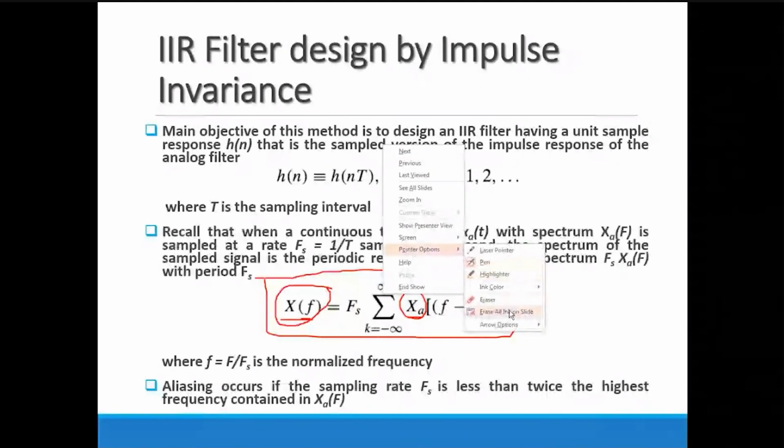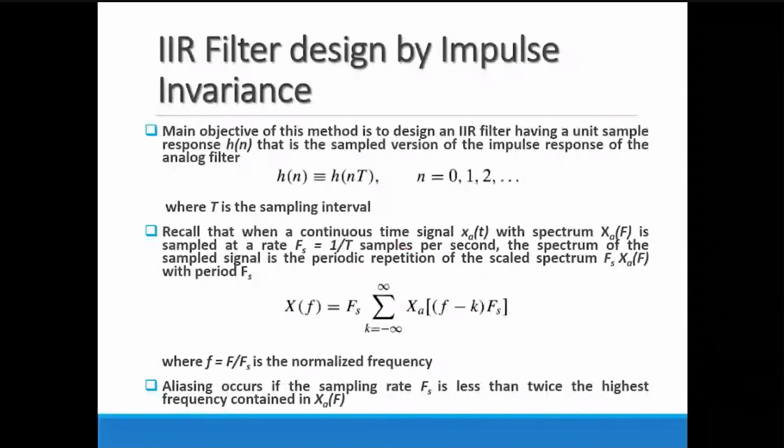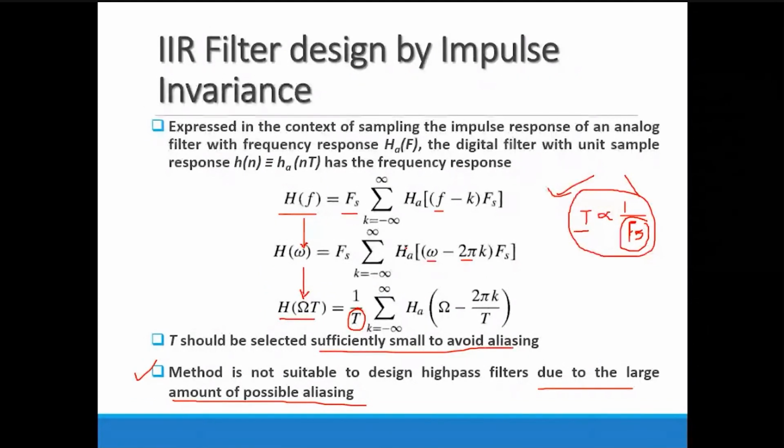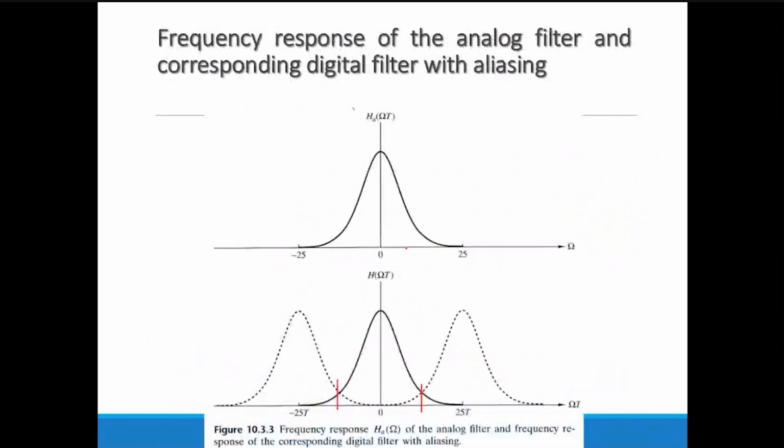So here h of n is your analog input response. We are applying the sampling. After applying the sampling, we try to convert that sampled signal using Z transform to convert the analog signal into the digital signal. And as the condition, you are getting the aliasing effect or overlapping.